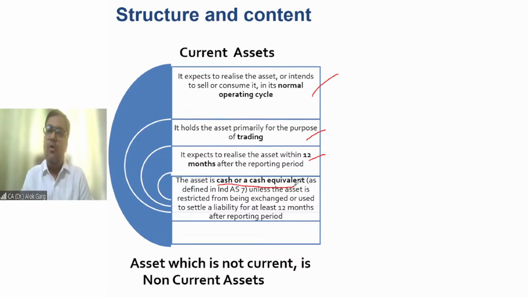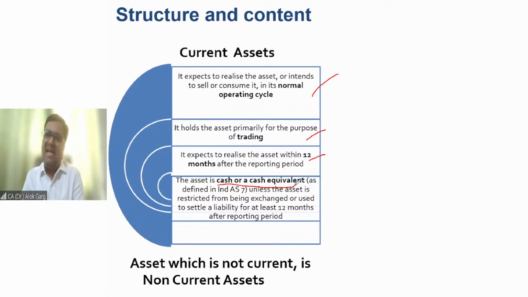Cash equivalent. Why? Because the company knows that if I have invested today 1,000 rupees, after 3 months I'll get 1,010 rupees including interest. So the company knows the amount of cash which the company will be getting. And there is an insignificant risk of change in value. And the company knows that the value will not change. Right? But let's say the company has invested in the share of Infosys or in the share of Adani Enterprises.